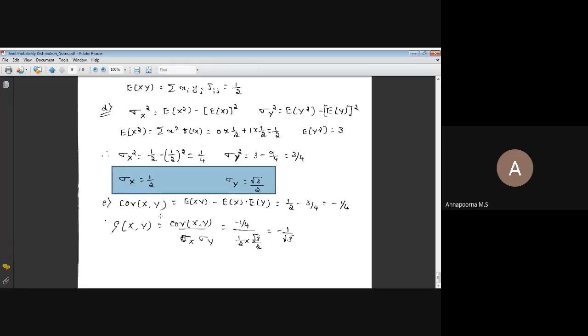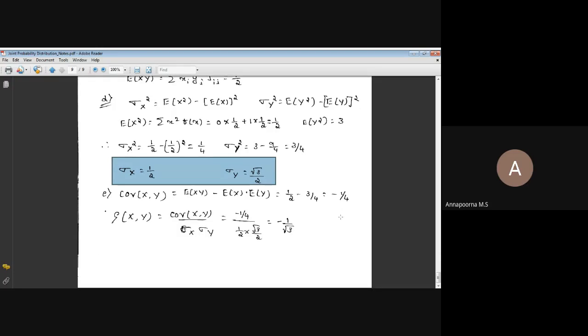Okay. So now this is covariance. Covariance of XY is given by E of XY minus E of X into E of Y. So you substitute all the values, you will be getting this covariance as minus 1 by 4 and correlation as minus 1 by root 3. Again, I'm having all these values, you just substitute into the formula, you will get it.